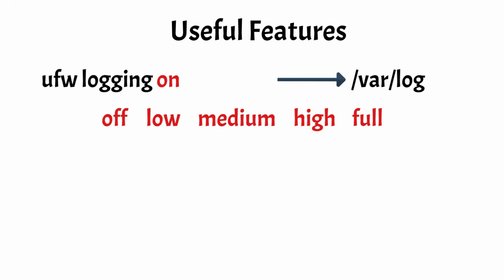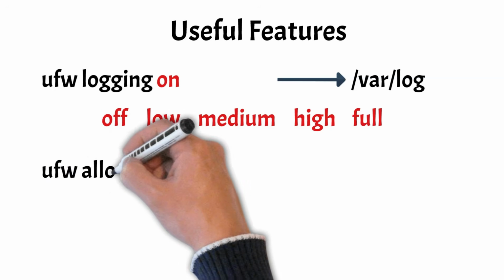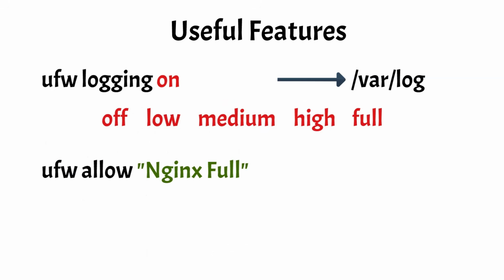Another practical feature is application profiles, which simplify configuration for common services. Instead of manually opening individual ports, you can view predefined application profiles and apply rules using the application name itself. For example, if you have Nginx installed on your machine, you can use this command to simplify your firewall configurations.